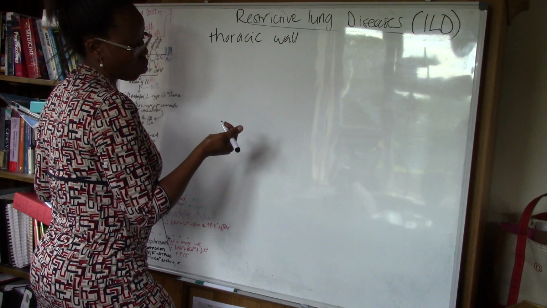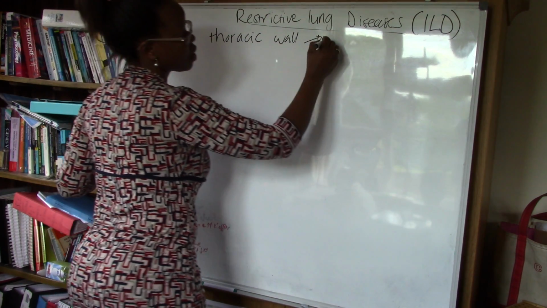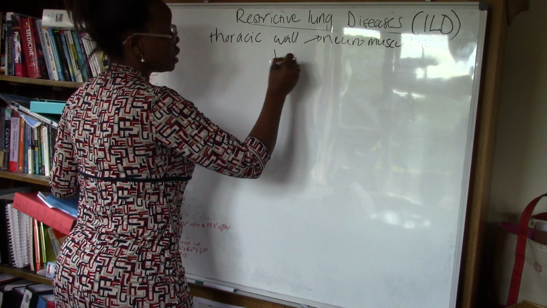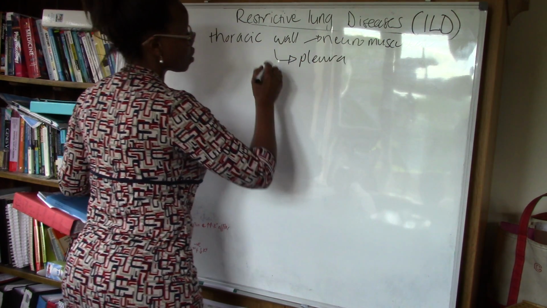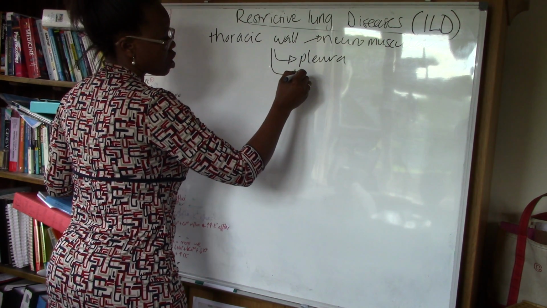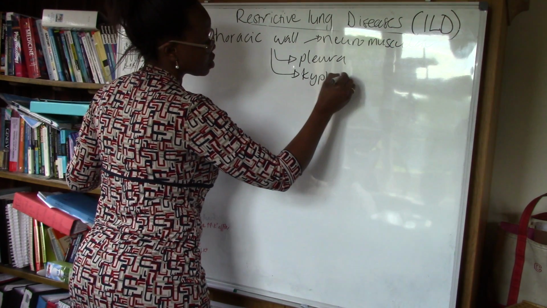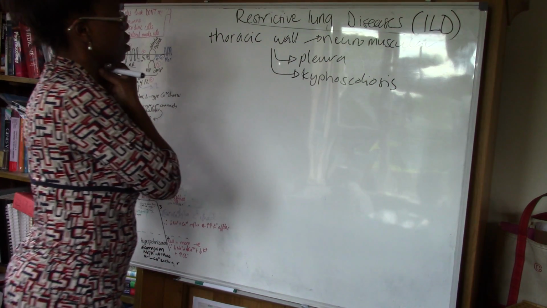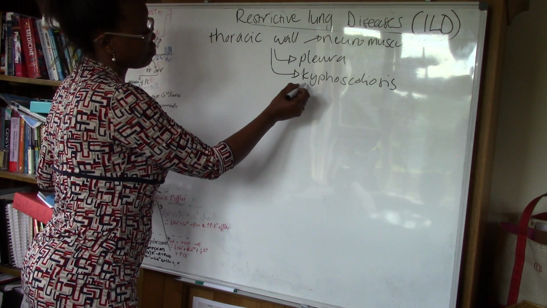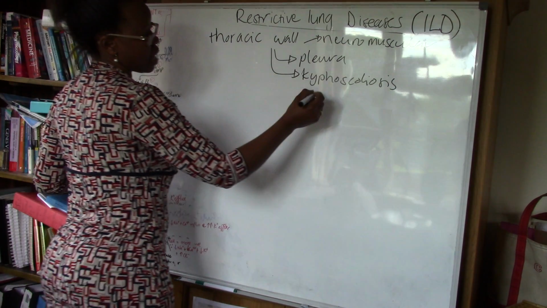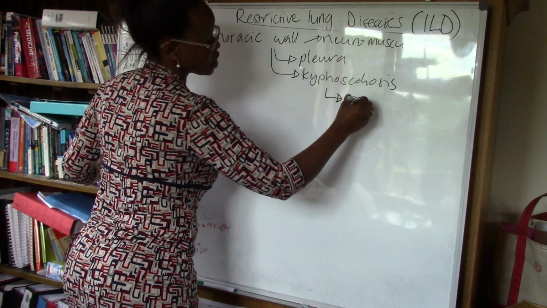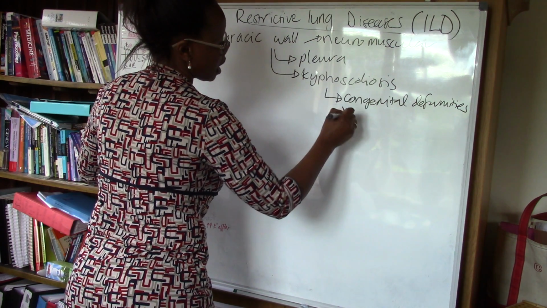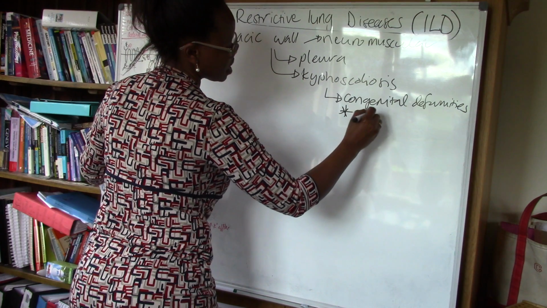So when we talk about the thoracic wall, it can be neuromuscular, it can also be diseases of the pleura, and also kyphosis. I'm trying to think if I've forgotten anything. So in terms of kyphoscoliosis, really, it's congenital deformities that are best corrected in childhood.